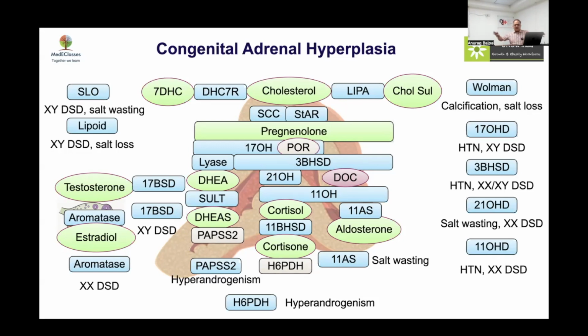So if you remember this slide, which looks a bit complicated, you will know everything which you're going to discuss over the next 1 hour in the next session from that perspective. And 11-beta-HSD, of course, causes apparent mineralocorticoid excess, and POR will cause a combination of both salt loss and XX or XY DSD.